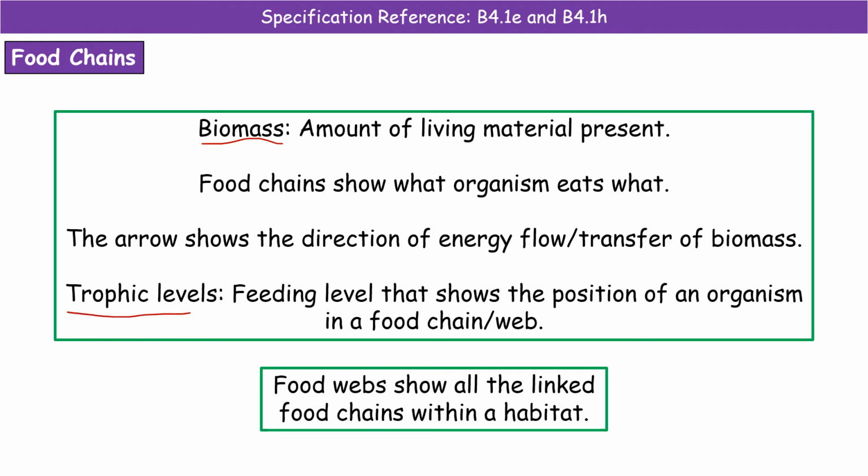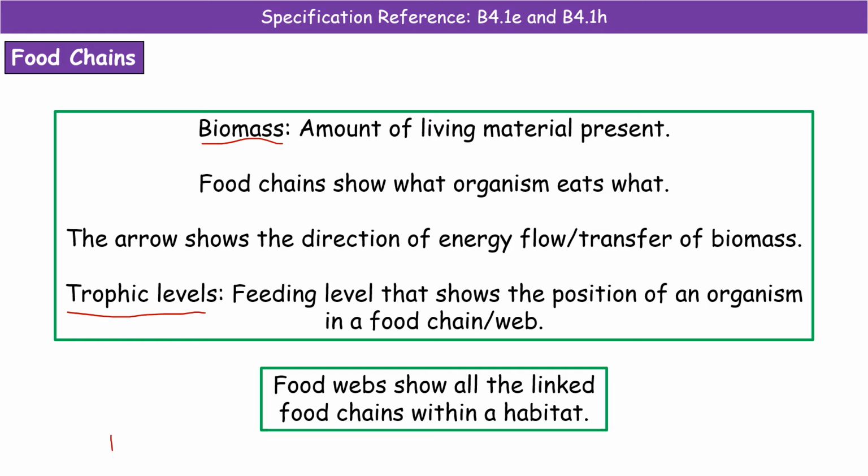And we've got these things called trophic levels. Now, trophic levels, quite simply, is a feeding level. So it shows the position of an organism in that food chain, or if we've built several food chains together into a food web. Because food webs show all those linked food chains in the habitat.